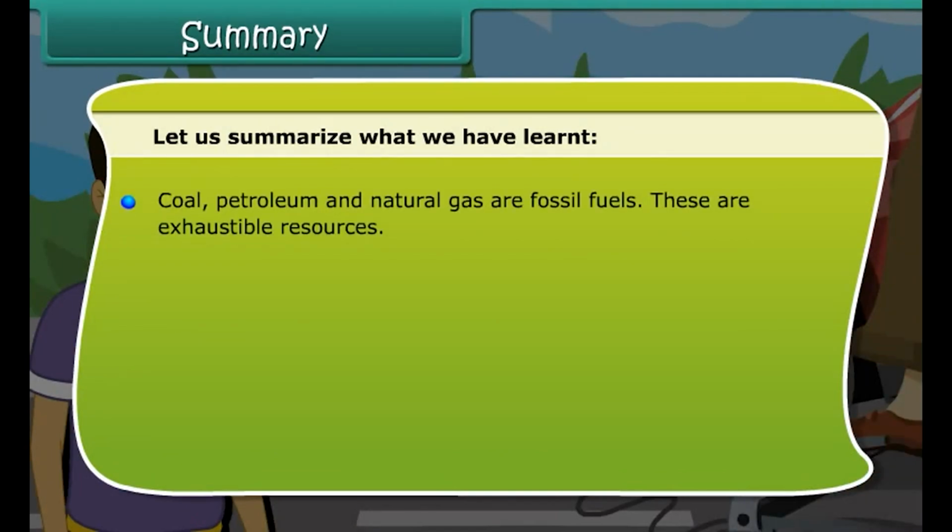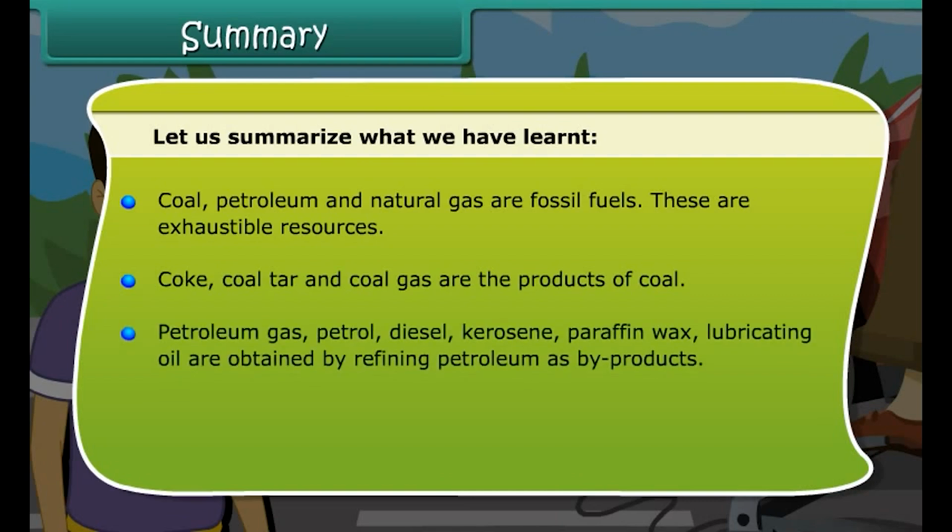Coal, petroleum, and natural gas are known as fossil fuels. These are exhaustible resources. Coke, coal tar, and coal gas are all products of coal. Petroleum gas, petrol, diesel, kerosene, paraffin wax, and lubricating oil are obtained by refining petroleum as byproducts. We should use coal, petroleum, and CNG judiciously.